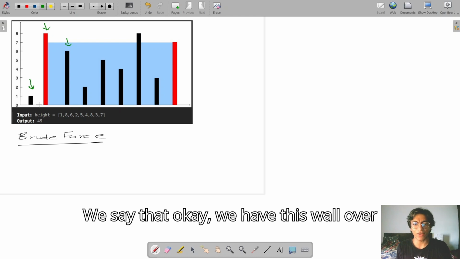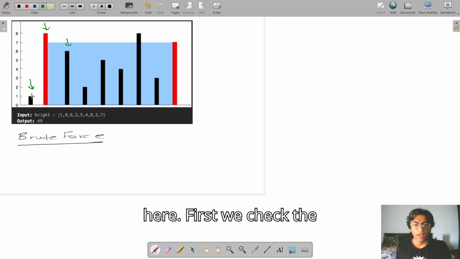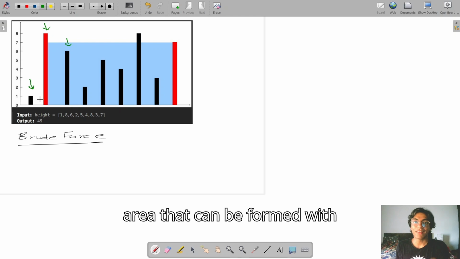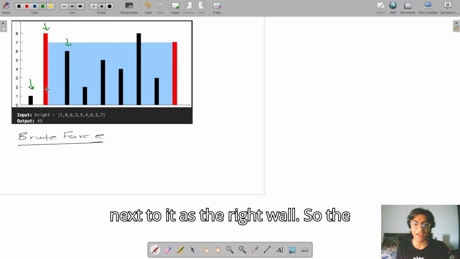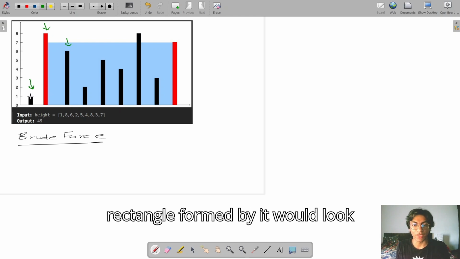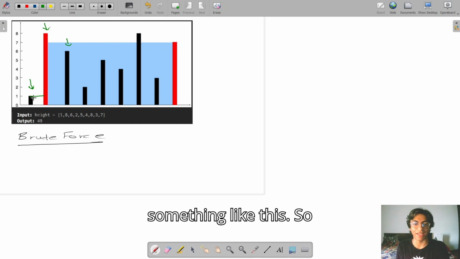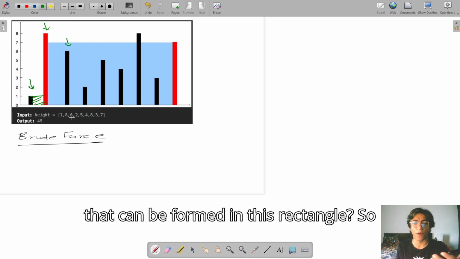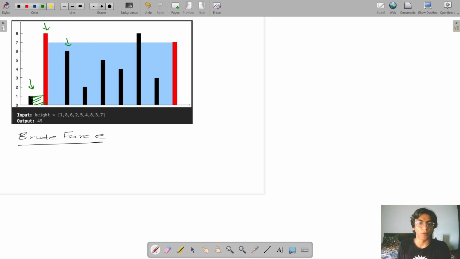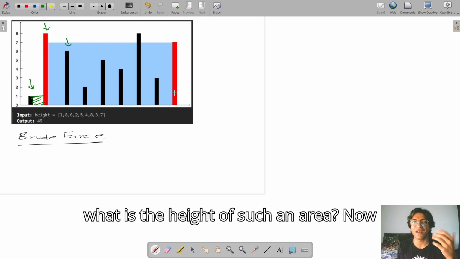We say that okay, we have this wall over here. First, we check the area that can be formed with this wall as the left wall and the wall next to it as the right wall. So the rectangle formed by it would look something like this. Correct? So what is the maximum possible area that can be formed in this rectangle? So what is the height of such an area?